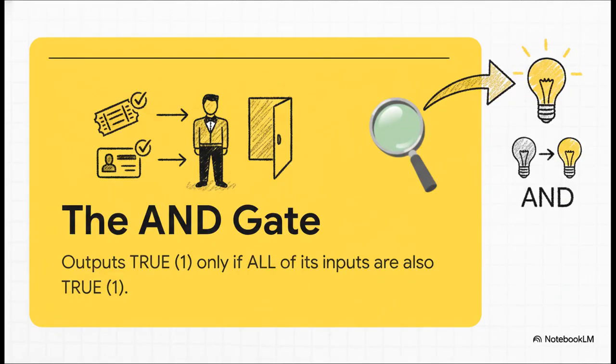All right, first up, we've got the AND gate. This one is the strict one. Think of it like a bouncer at a club who needs to see both your ticket and your ID. If you only have one of them, sorry, you're not getting in. The AND gate only outputs a 1, or true, if every single one of its inputs is also a 1.